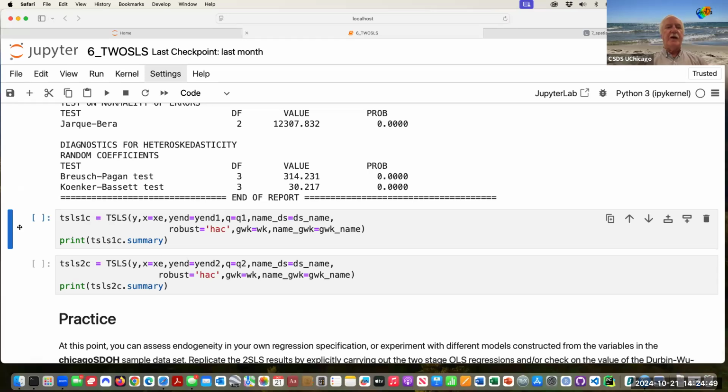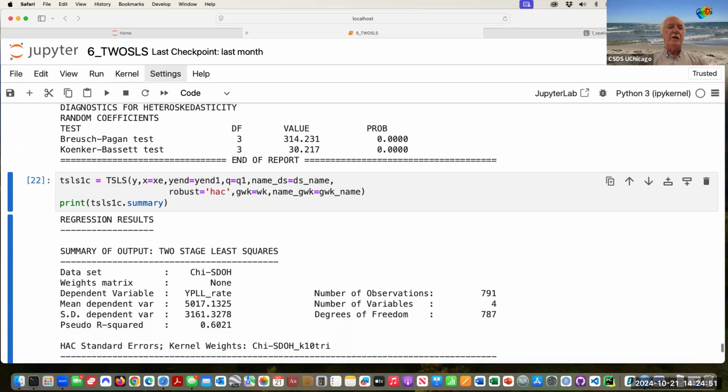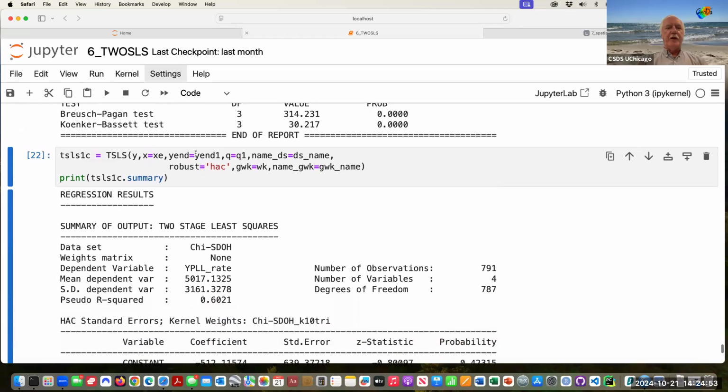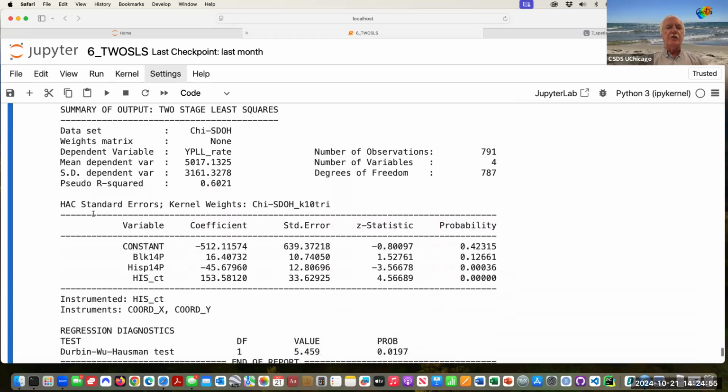Then the same thing in the two-stage least squares case is the same mechanic, and it tells you HAC standard errors. These are the weights that were used in this particular case. And then again, you can compare them with the original output for two-stage least squares.